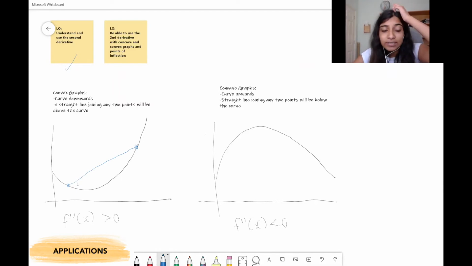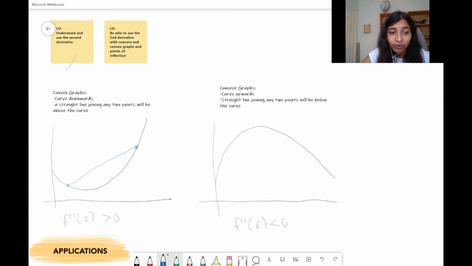And then as you can see, for this graph, a graph will be convex if your second derivative is greater than 0. So that means the gradient of the curve is increasing as your x values get larger.